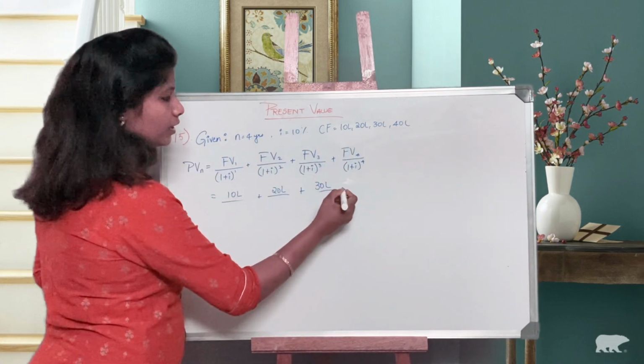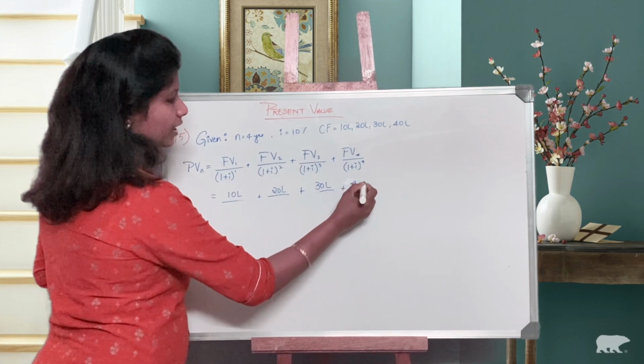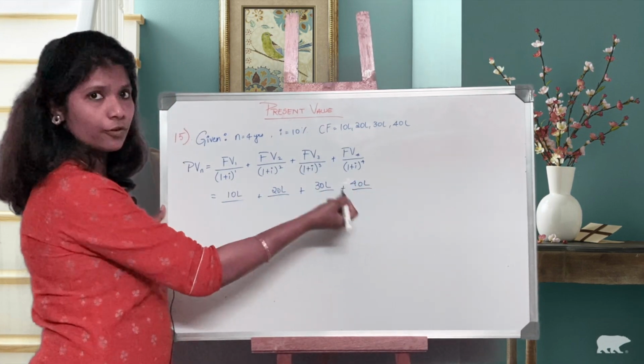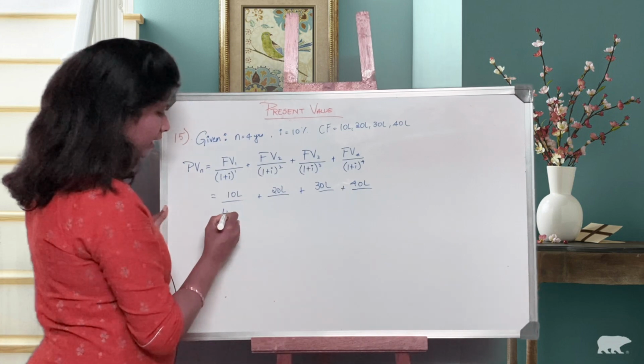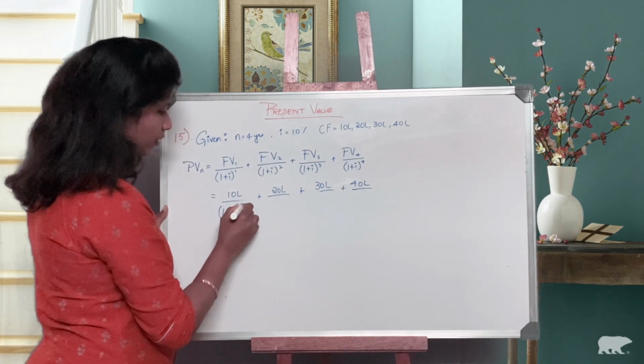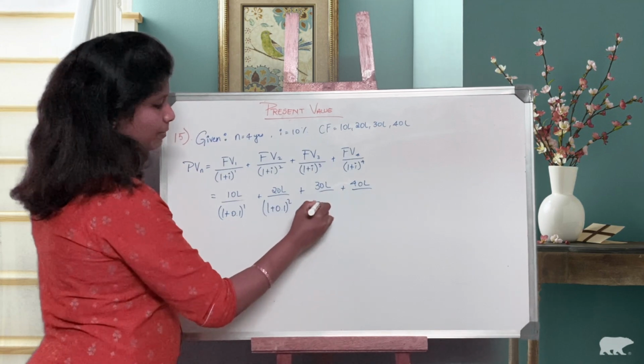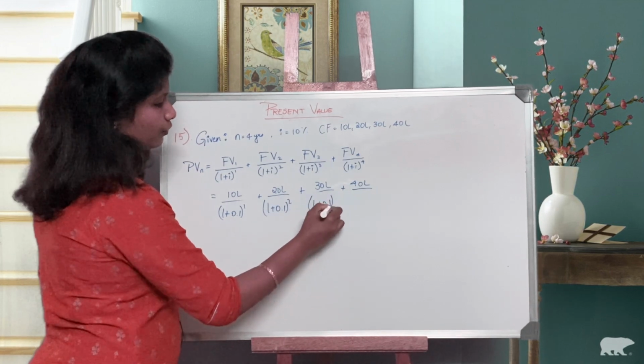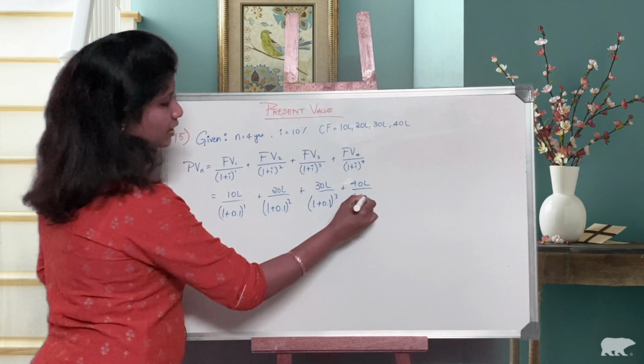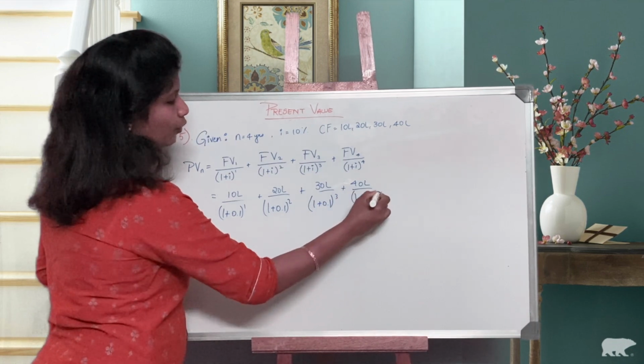So let's solve. 40 lakh, that's your 4 different cash flows for 4 different years, divided by 1 plus 0.1 to the power of 1, 1 plus 0.1 to the power of 2, 1 plus 0.1 to the power of 3 and 1 plus 0.1 to the power of 4.